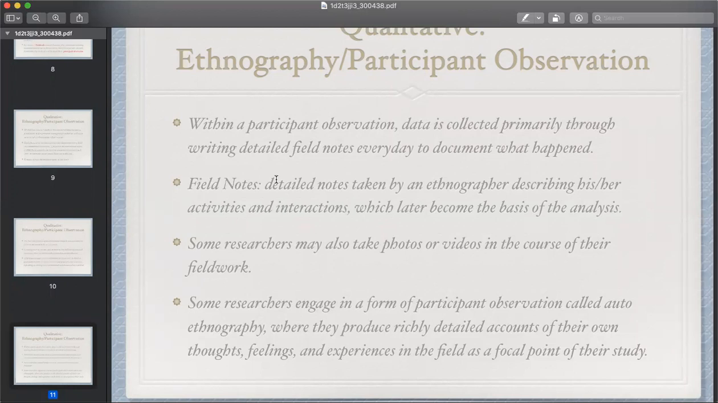To maintain the integrity of your research, what you absolutely need to do is to make sure that your field notes reflect exactly what you are witnessing. At times, some research in ethnography or in ethnographic studies will use video or photos. I recommend against that because you have to be able to maintain the confidentiality of the people that you're observing, of the people that you're studying.